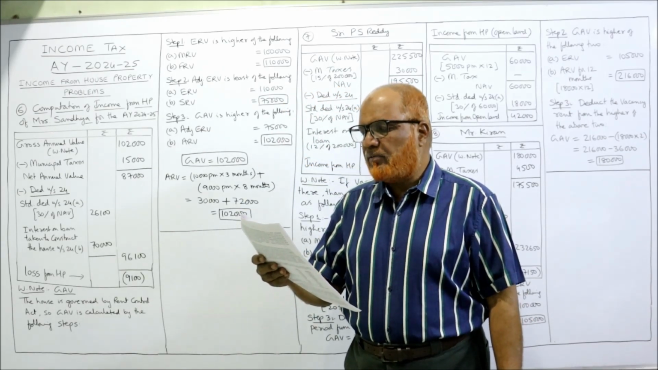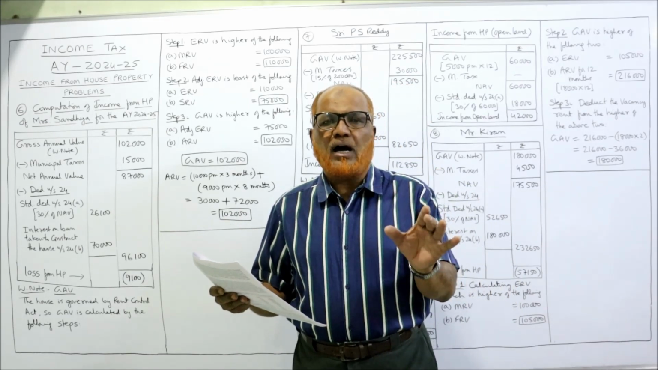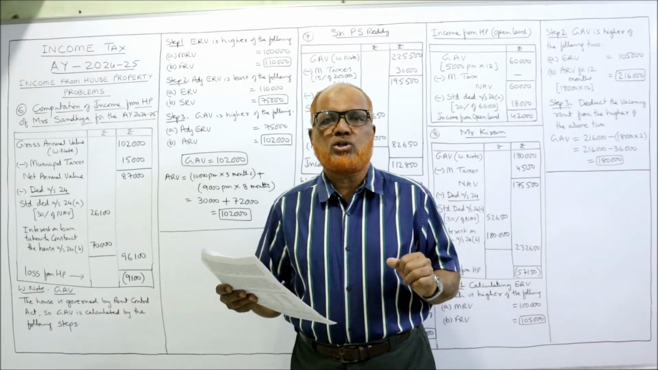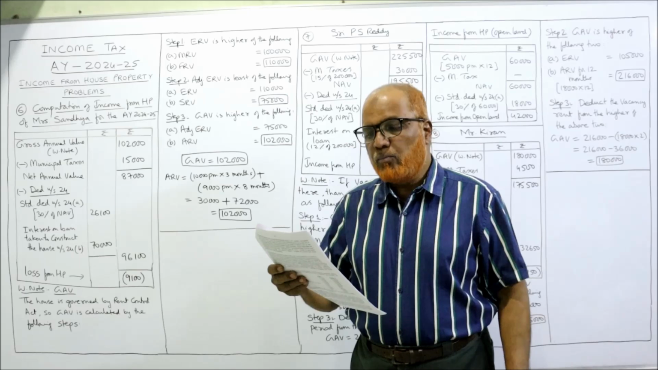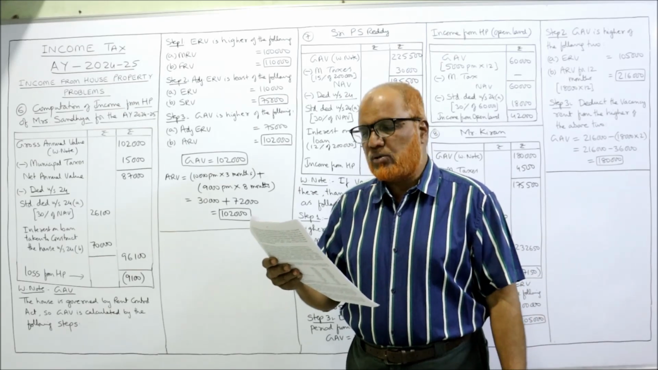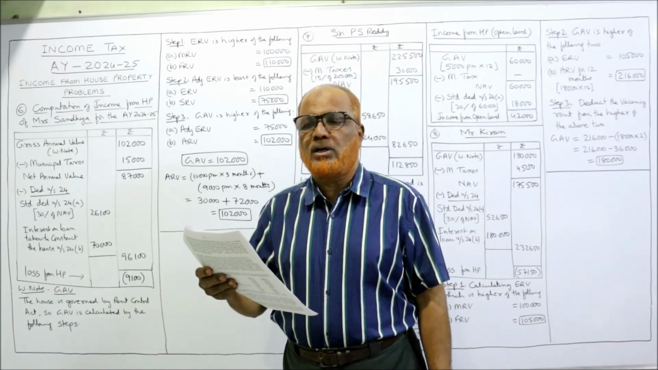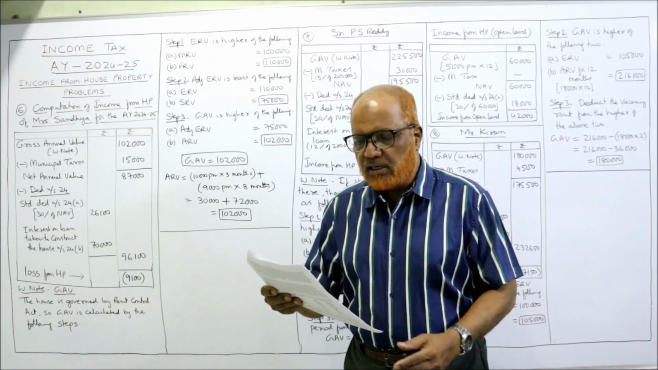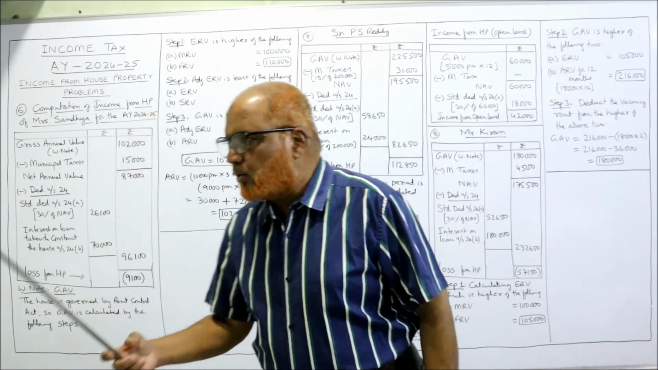Expenses incurred during the previous year: repair 8,000, ignore. After completing the answer, you should give a note in the examination: no deduction will be allowed for repairs. Then municipal taxes allowed 15,000. Interest on loan taken to construct the house is allowed under section 24B. Calculate income from house property. That's it. Now see carefully.